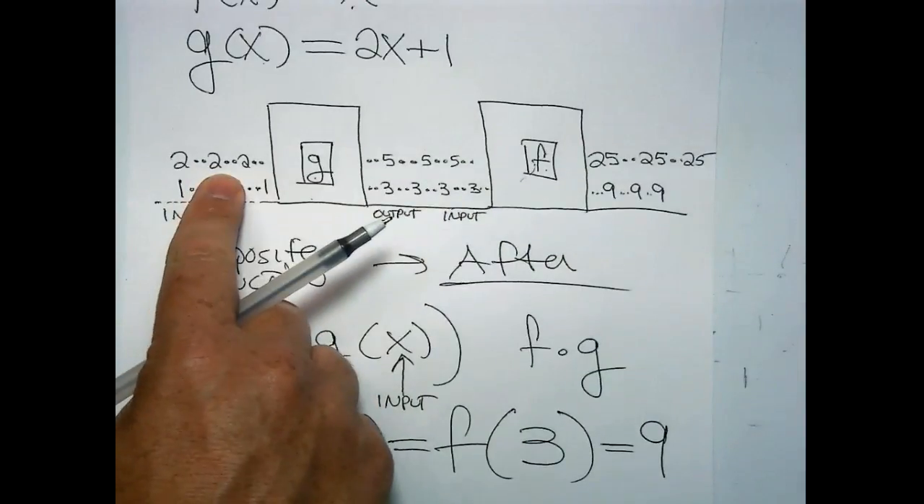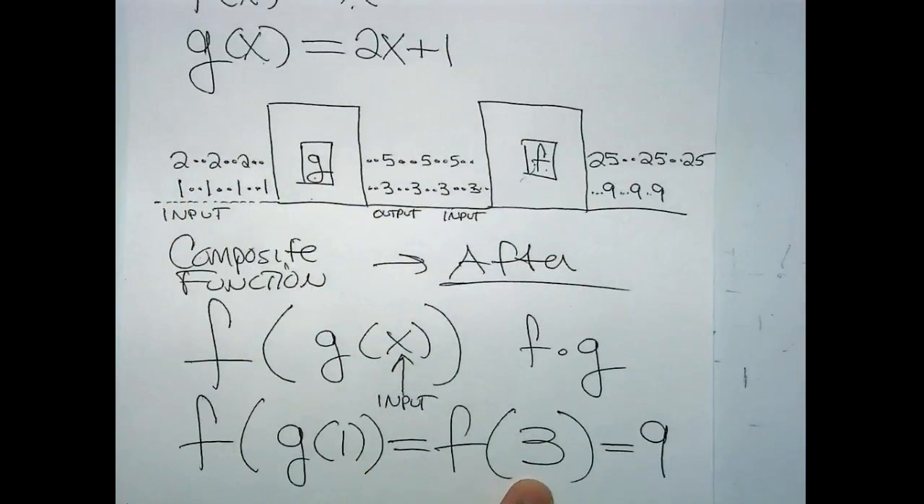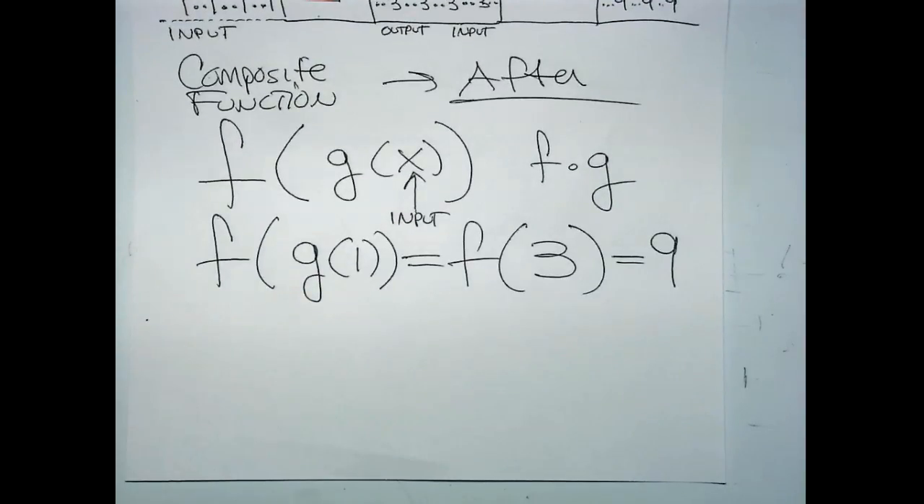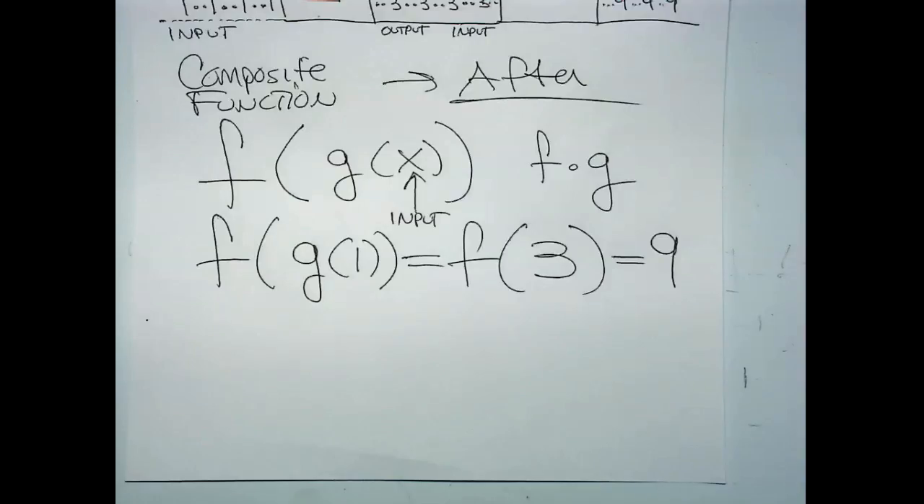Same would hold true if you put the 2 in here. We would actually get a 5 here, and f of 5 would be 25. But I have a question for you. How do we embody the two functions together into one expression, so I don't have to do the intermediate result? And I'm going to show you exactly how to do that.